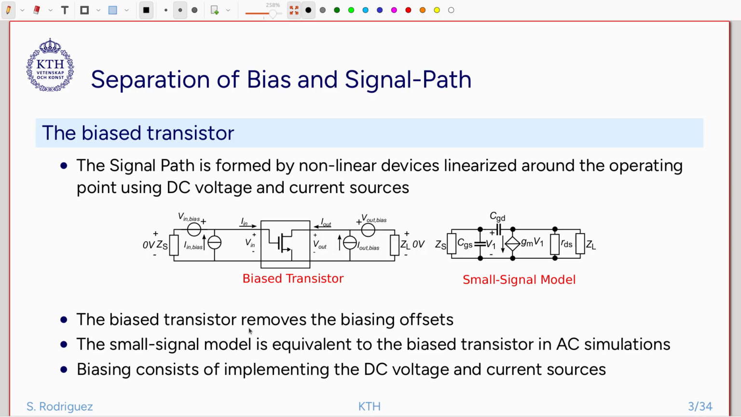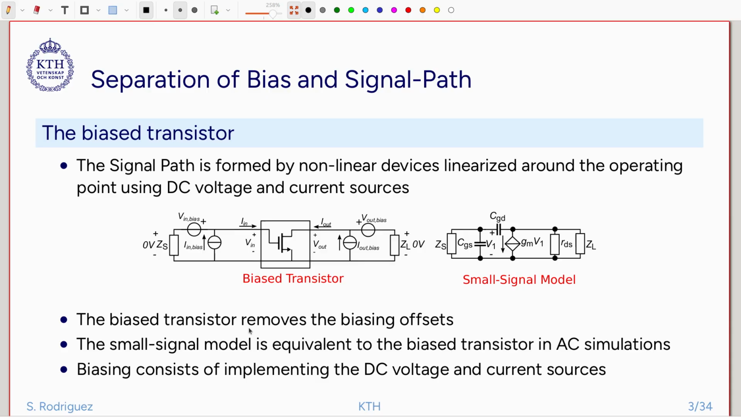And these DC sources basically place this transistor in the right operating point, and they also remove these voltages and currents from our calculations and from our simulation setups, making it very easy to handle the transistor almost as a black box.